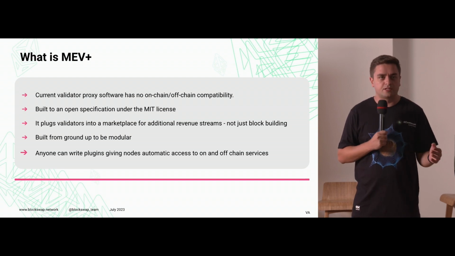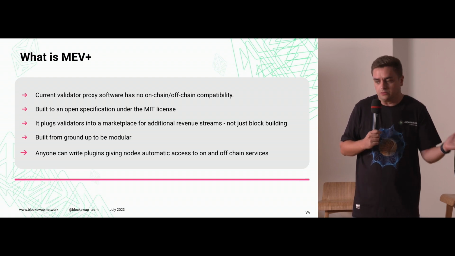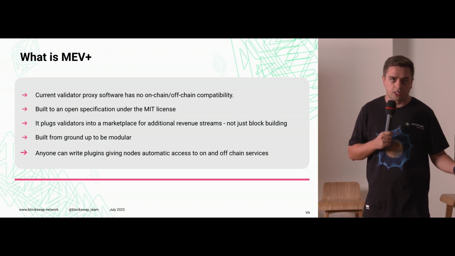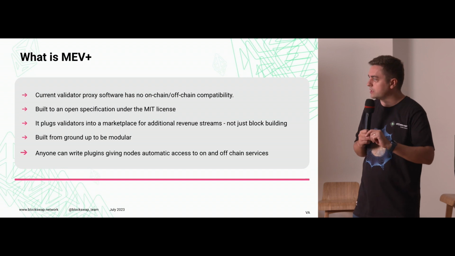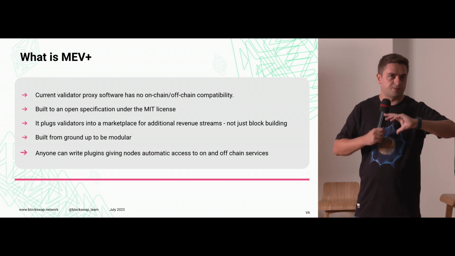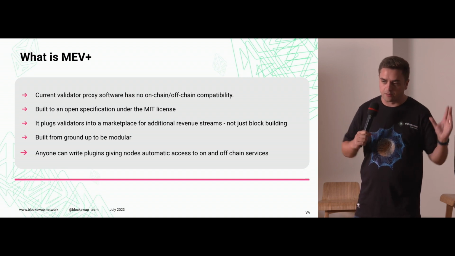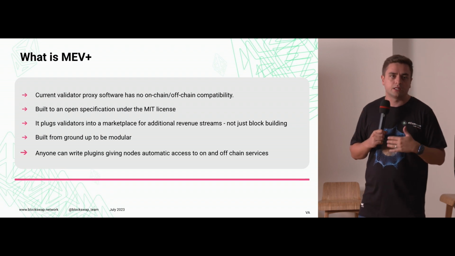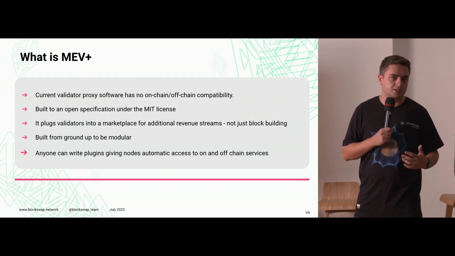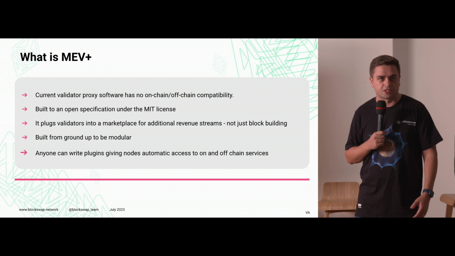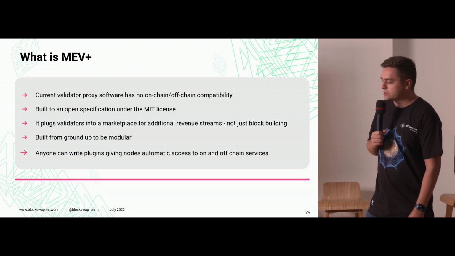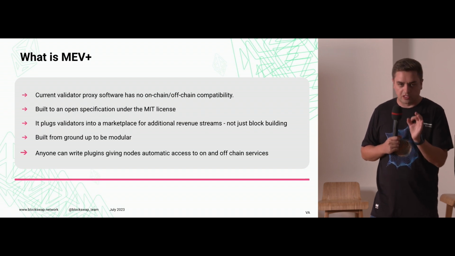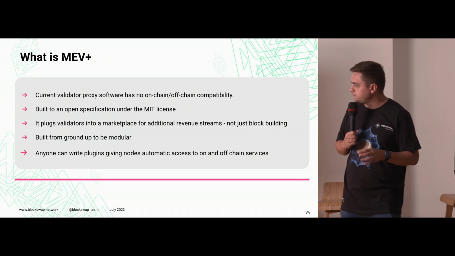Where did the revenue come from? It can be off-chain. It can be on-chain. It really doesn't matter when it comes to MEV Plus. So MEV Plus is about expanding and creating a marketplace for allowing validators to participate in services in an automated fashion. Very much like plug and play. So it is very modular. It has a very simple core.